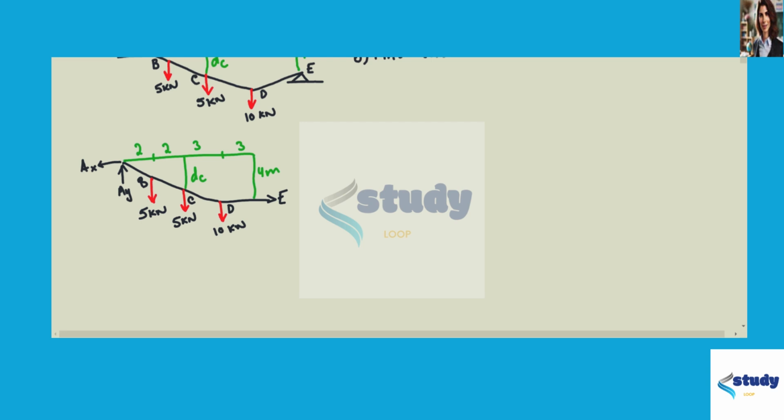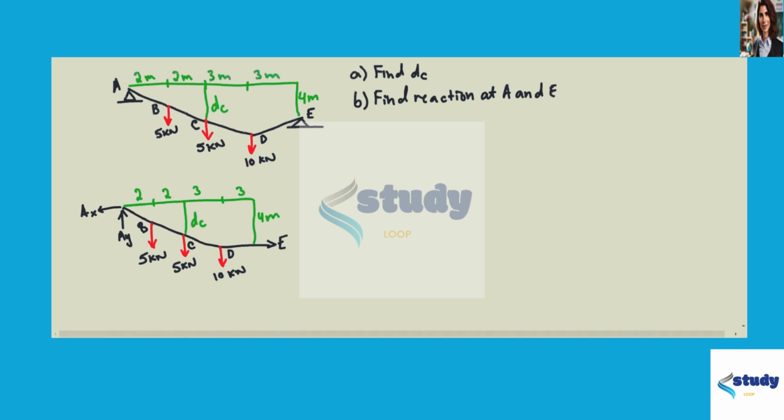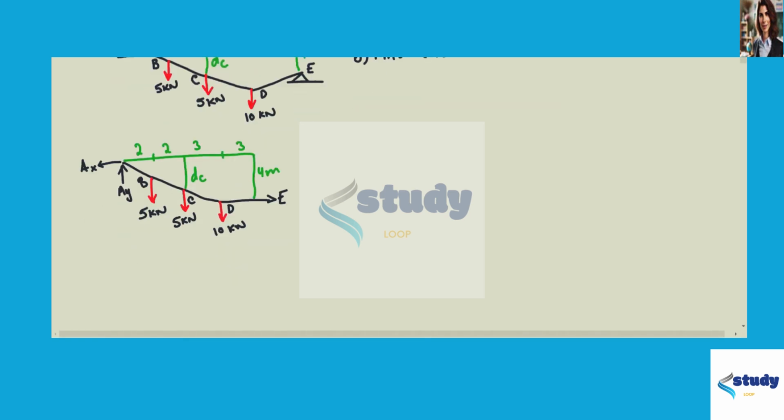For A, we are tasked with finding the vertical distance from A to C, which is the distance C. And for B, we are finding the reaction at A and the reaction at E. And also for this problem, they want us to treat the section D and E as if it is horizontal.